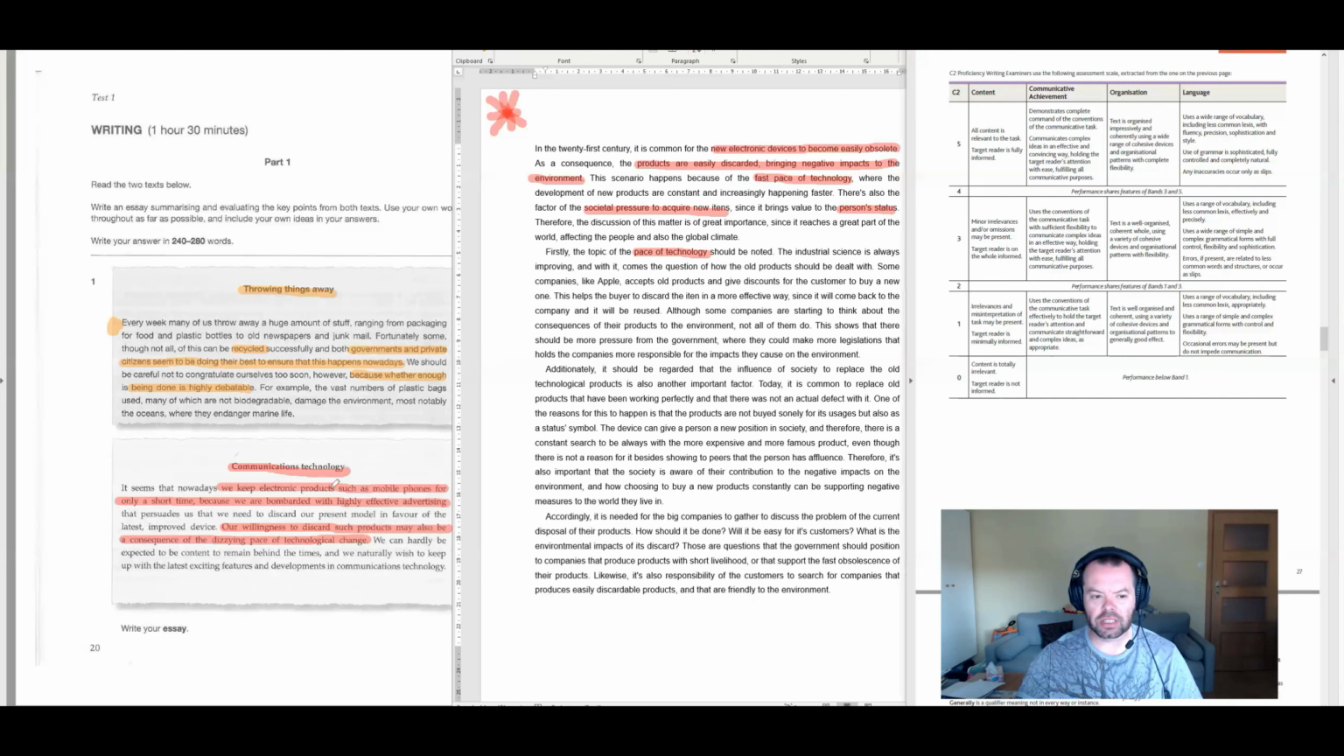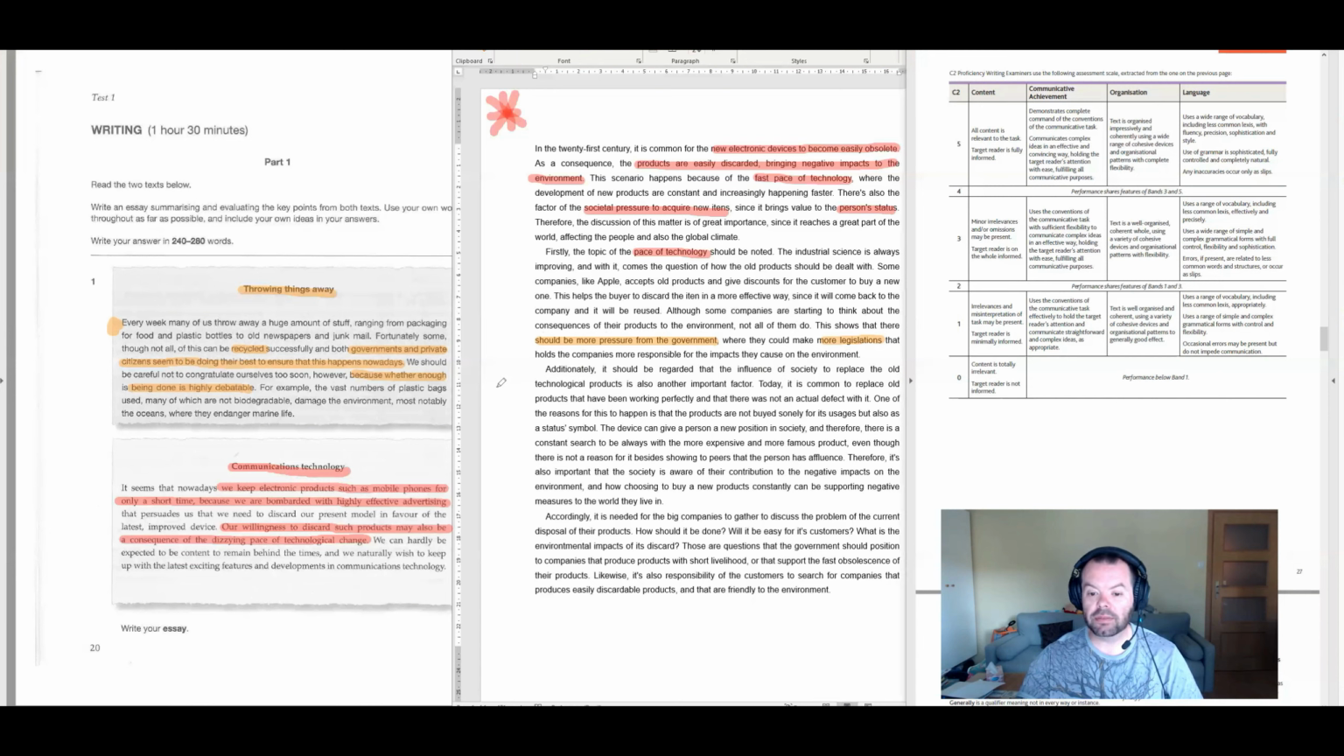And at the end of the first text, it also says, for example, the vast numbers of plastic bags used, many of which are not biodegradable, damage the environment, most notably the oceans. Okay, so still, it's not really connected with that. We have got this idea of the government. Remember, it's governments and private citizens, not so much companies. So there should be more pressure from the government, and we talk about more legislation. So, okay, that's kind of connected to the first text. So let's have a look at the next paragraph.